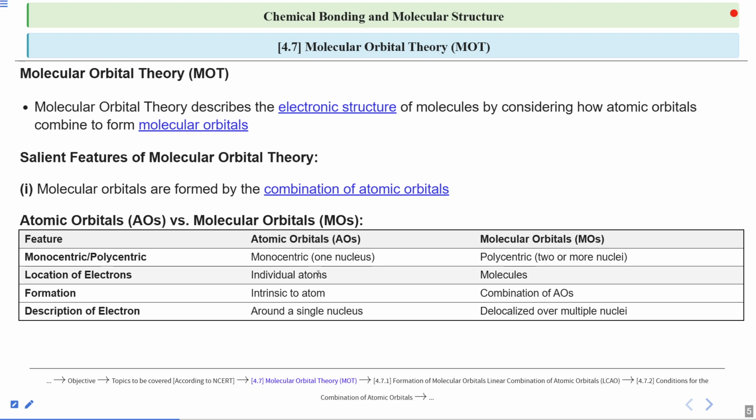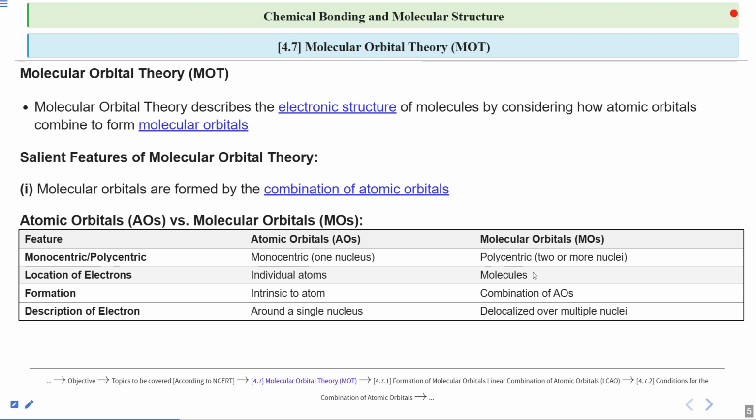Next, what about the location? Of course, in the case of atoms, the electrons are on the individual atoms. Therefore, your atomic orbitals are also on the individual atoms, whereas in the case of the molecular orbital, the location is in the molecule. So it's obvious. Now let us talk about the formation. If I talk about atomic orbitals, they are intrinsic to the atom, right? So we don't need to build them up. They are already present in the case of an atom.